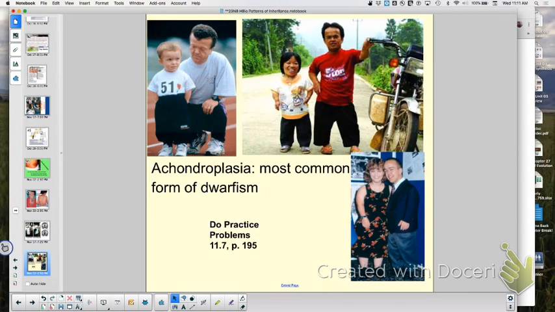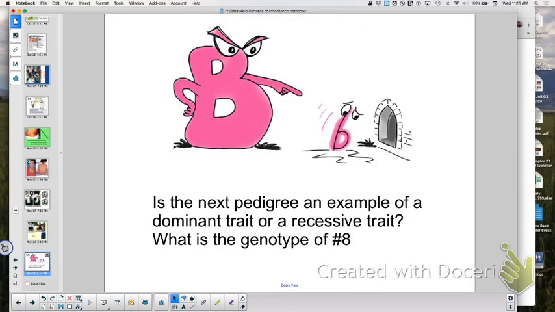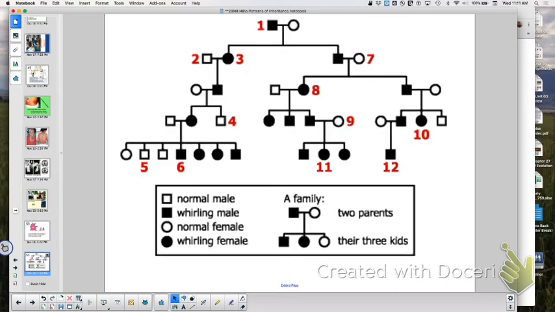Okay, next. Is the next pedigree an example of an autosomal dominant disease or an autosomal recessive disease? You're going to analyze that pedigree and decide what would give you evidence to say, if this family came to you with this information, I think this is an autosomal dominant disease, or I think this is an autosomal recessive disease, and tell the genotype of number 8. Okay, there you go. Have that discussion.